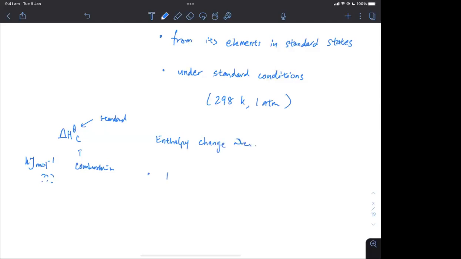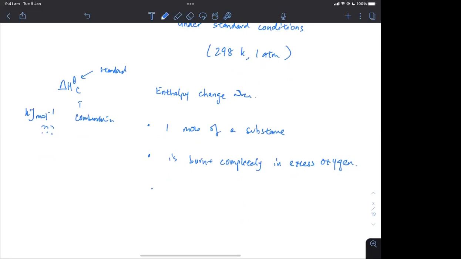So combustion is when 1 mole of a substance is burned completely in excess oxygen. So when you combust something, and this one has to be complete combustion, and therefore you must have excess oxygen. If you don't have excess oxygen, you're not going to be burned completely. We don't know about the products because you can have different substances combusting, and then this must be in their standard state. So 1 mole of a substance in standard state. Well, actually not just the substance, but everything in standard state under standard conditions.